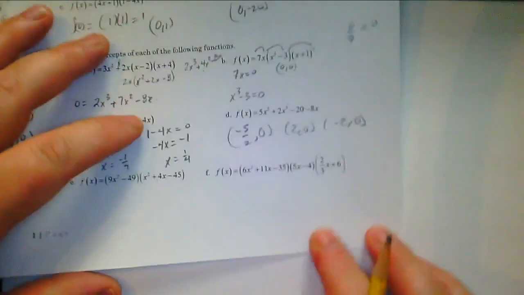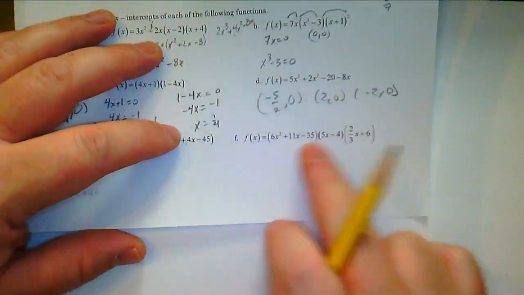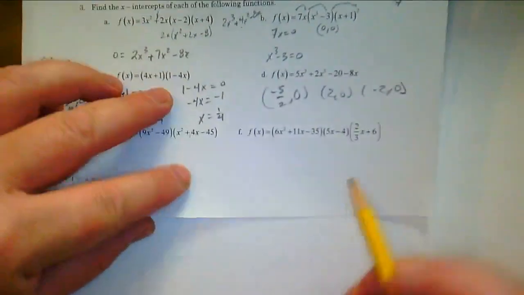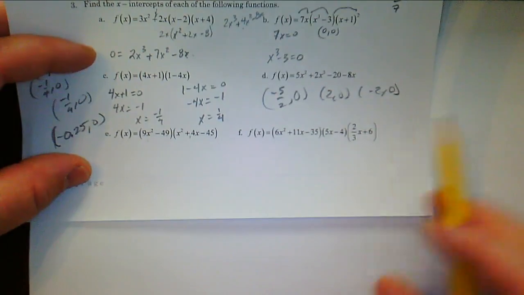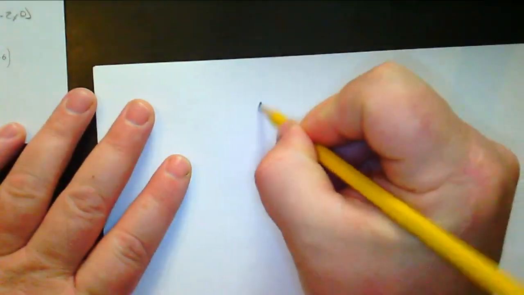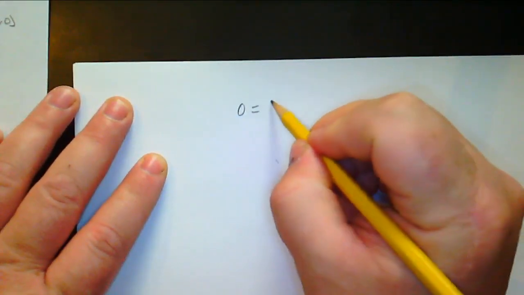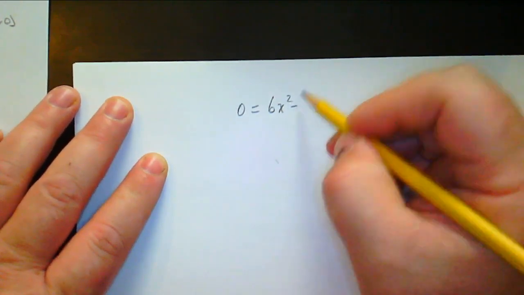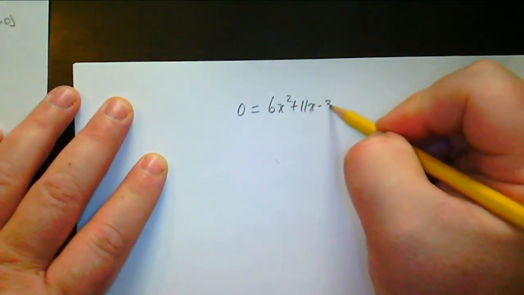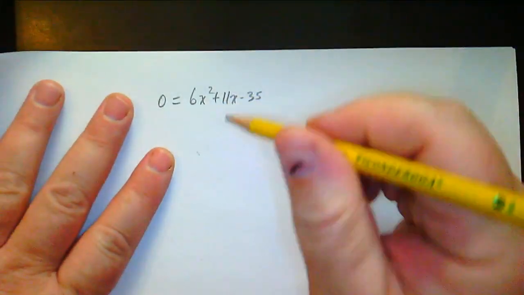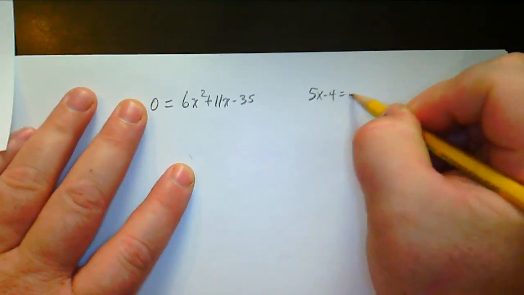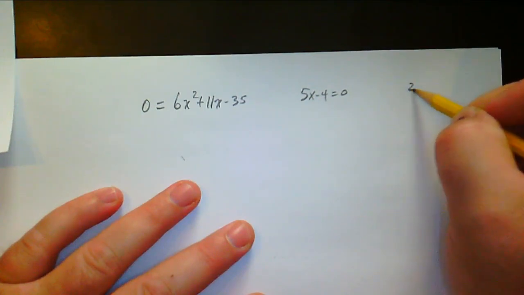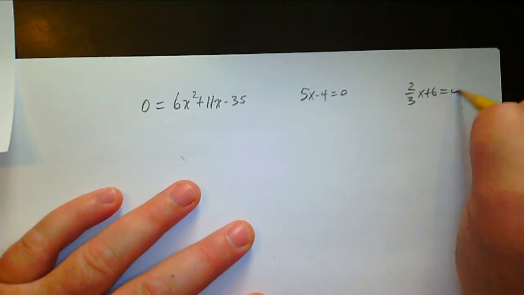We got one left. Let's talk about this one right here. For this one, we have three things being multiplied, so we're going to set it equal to 0 and take each factor and set each factor equal to 0. Let's start with that step. So 6x squared plus 11x minus 35, it's probably factorable, and then 5x minus 4 equals 0, and then 2/3 x plus 6 equals 0.